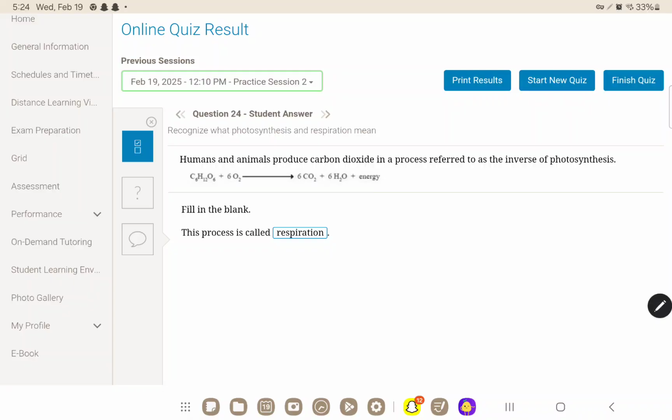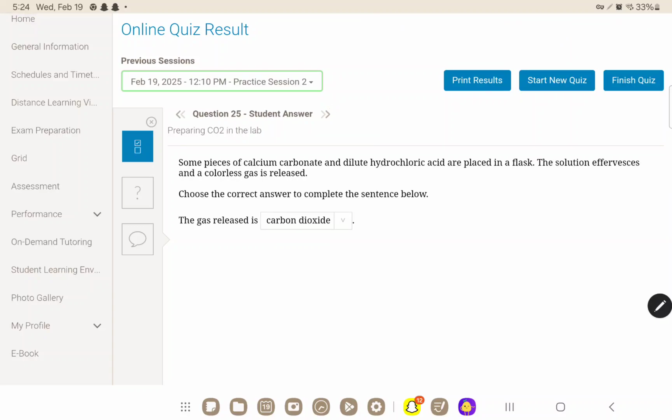This, if you took bio, you would definitely have seen this like a million times. And if you don't take bio, you'd probably also have seen this a million times. Glucose plus oxygen gives you carbon dioxide and water plus energy. This is respiration. If it was the opposite, if the arrow was in this direction, it would be photosynthesis. Okay, so some pieces of calcium carbonate and dilute hydrochloric acid are placed in a flask. It's acid with a carbonate. We already said it produces carbon dioxide.